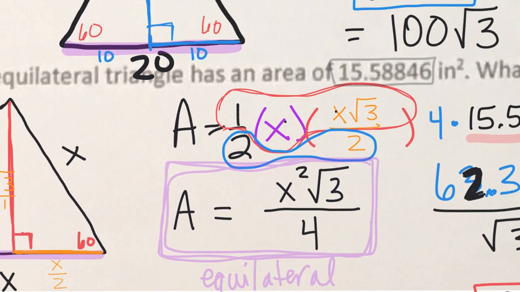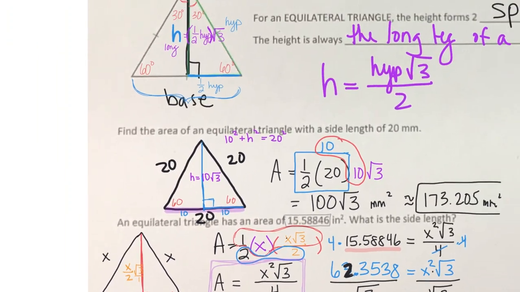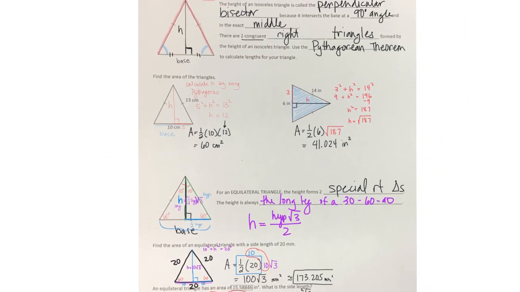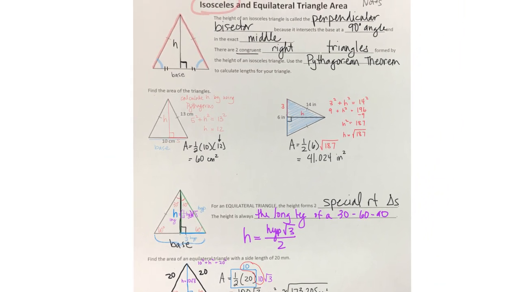So when we have an isosceles or an equilateral triangle, the height is the perpendicular bisector. Okay, so your base gets cut in half, and you can use the Pythagorean theorem in order to calculate the height. Okay? So hopefully that helps you do these problems for today.